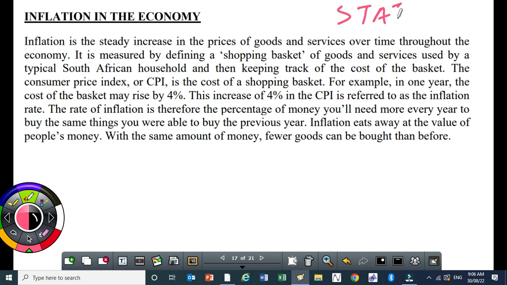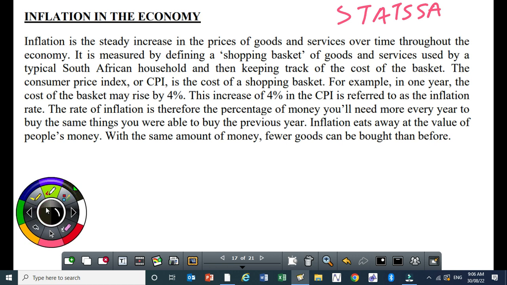Statistics South Africa, they are the ones who are responsible for calculating inflation. Now, to calculate the inflation rate, it requires some maths. You have to have studied mathematics or statistics or economics to work at Stats SA. You know what Stats SA stands for? Statistics South Africa, you know that.